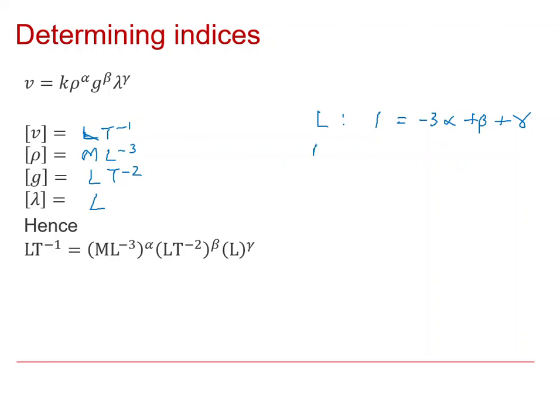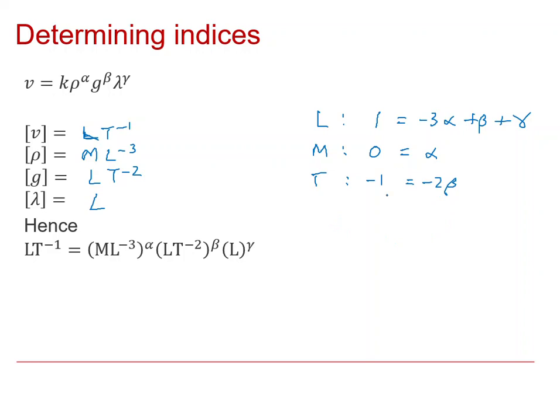Now if we look at M, then we would get nothing on the left because no M appears, which is to say essentially that it's M to the power 0, just 1. And on the right, taking it term by term again, an alpha from the first one and nothing from the second and third. If we take T, then we get on the left minus 1, and from the right nothing from the first factor, minus 2 beta from the second, and nothing from the third factor.